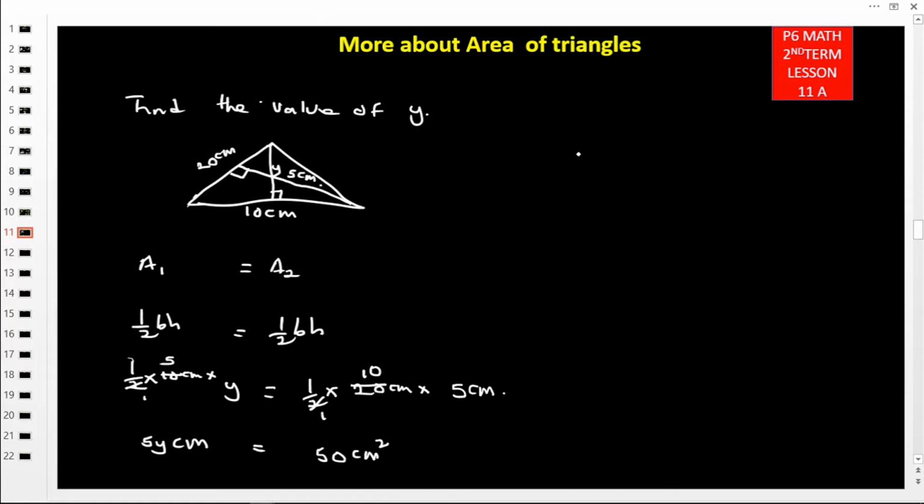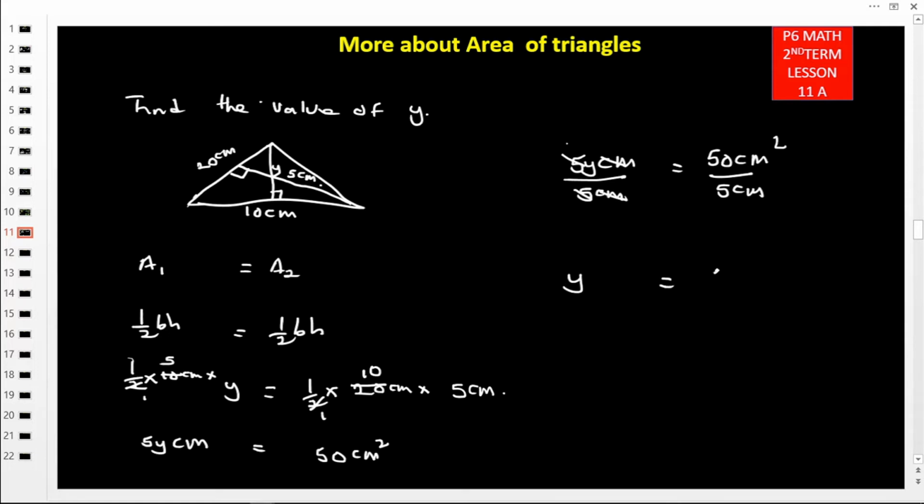Alright, so what next here? We are now getting 5y centimeters is giving us 50 centimeters squared. Oh sorry, this one is not squared. So we are going to divide by 5 centimeters on both sides, centimeter by centimeter is 1, so we remain with our y.